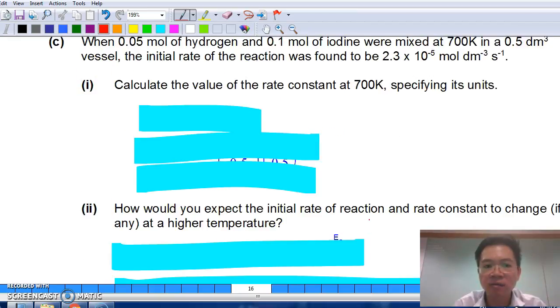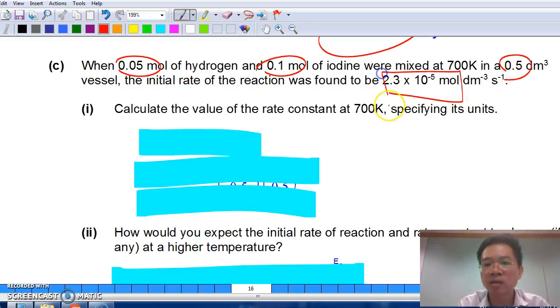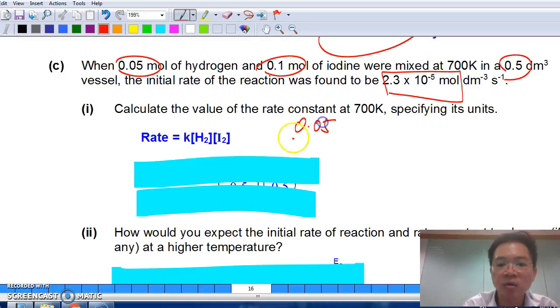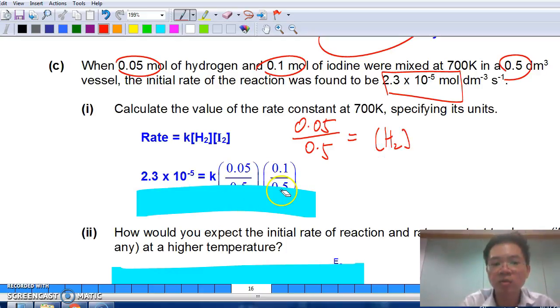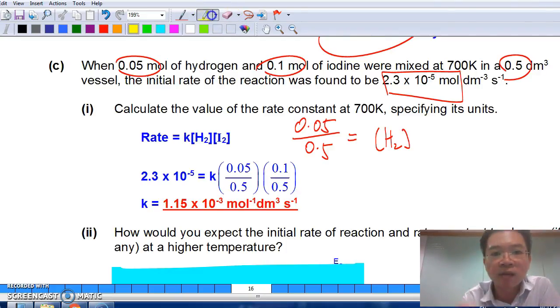Part C, given the number of moles of H2 and I2, volume, and the rate, calculate the rate constant k. So we use the rate equation and we sub in the values. But of course in this case, you are not given concentration. How are you going to input the concentration terms? Concentration will simply be number of moles over the volume. So this is the concentration of H2. Alright, I sub in, and I should be able to get the rate constant k. I trust that you know how to derive the units for the rate constant here.